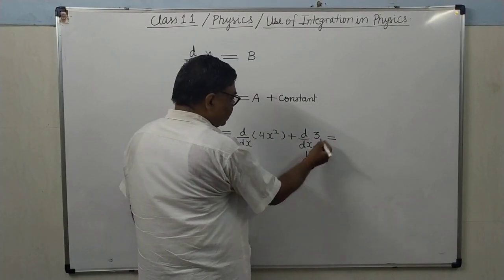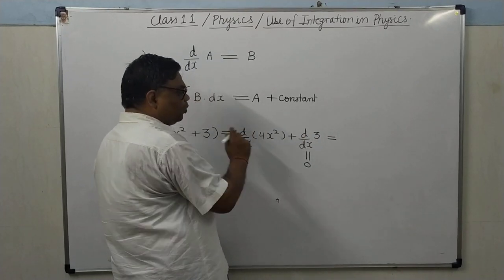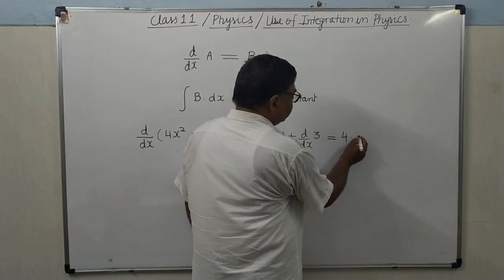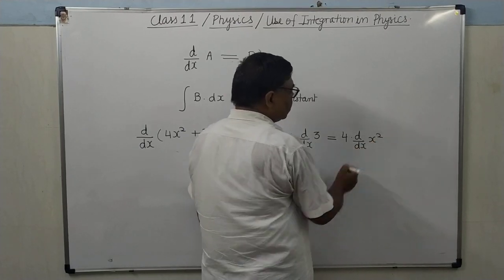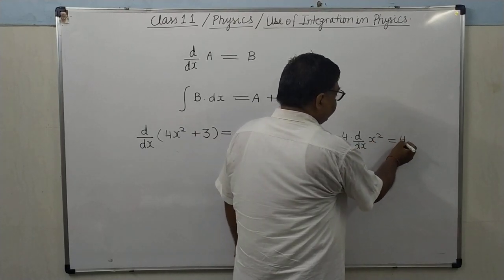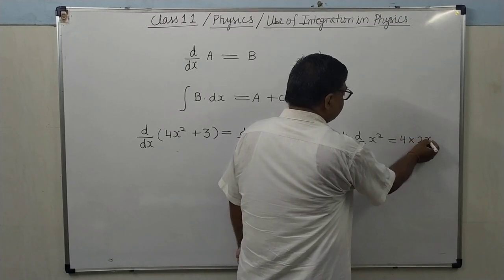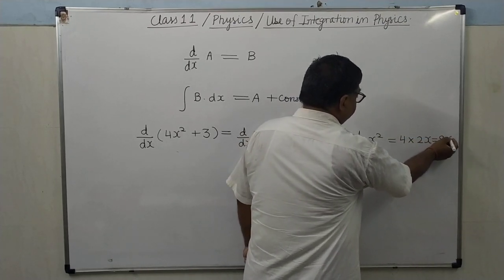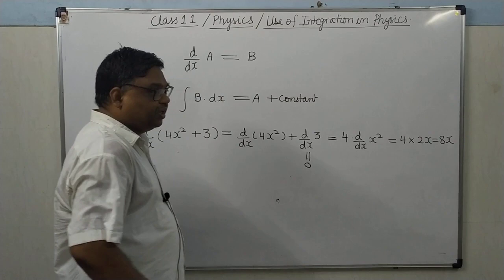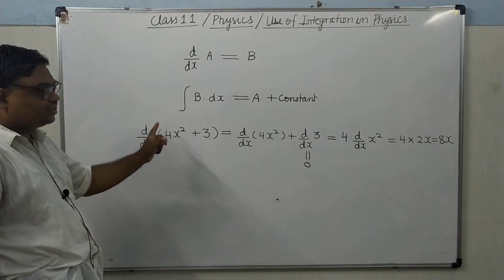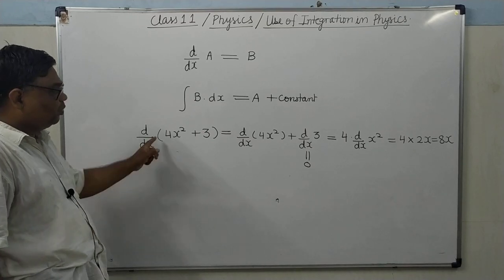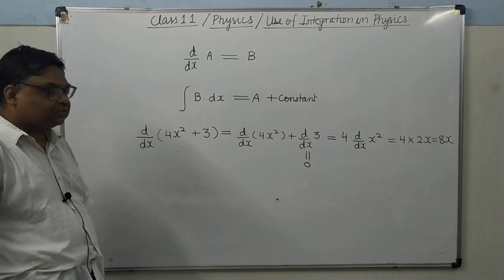So I am not writing it further. Here 4 you will take before: 4 d by dx of x square. When you evaluate d by dx of x square, it is 2x, so it is equal to 8x. It means if you integrate 8x with respect to x, you will get 4x square plus 3.